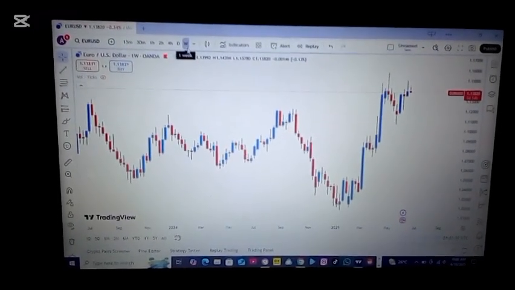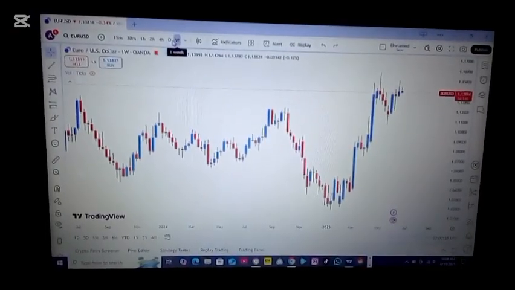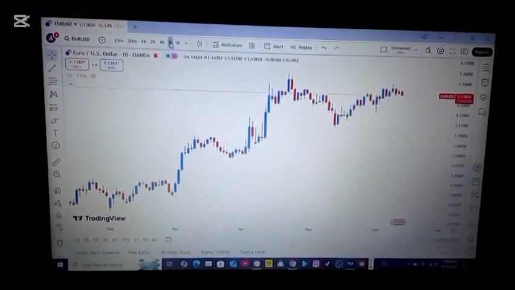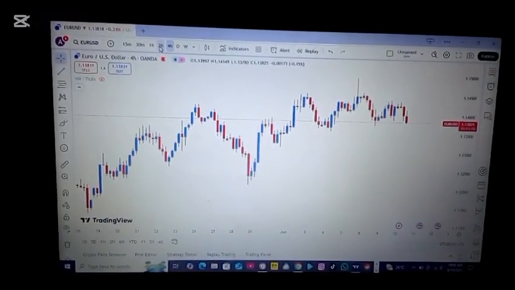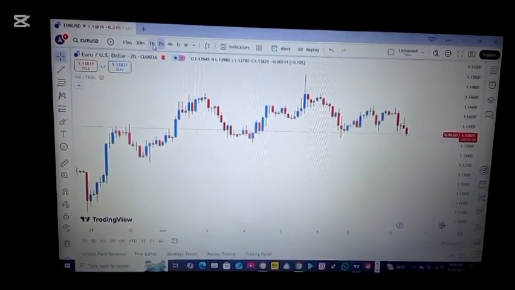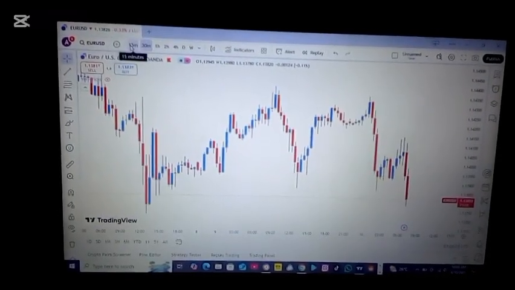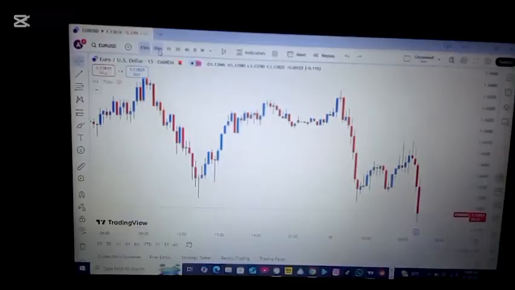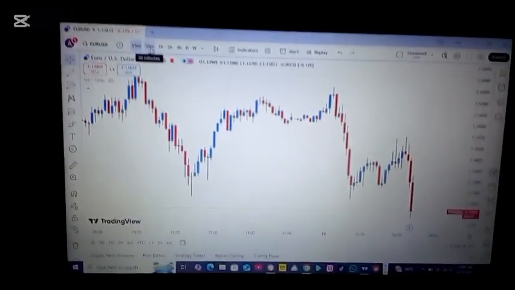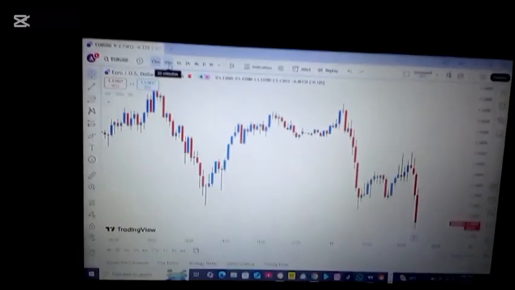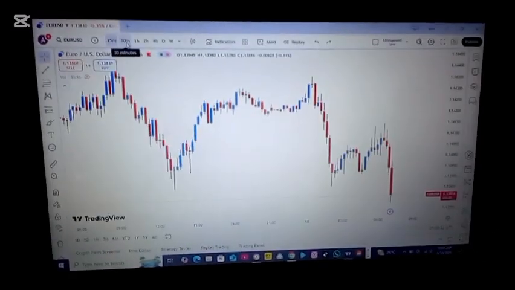The time frames that we are going to use are the weekly time frame, the daily time frame, the 4-hour time frame, the 2-hour time frame, the 1-hour time frame, the 30-minute time frame, and the 15-minute time frame. Now what you have to know is that all these time frames have different roles. So let's start right away with our strategy known as the top-down analysis.